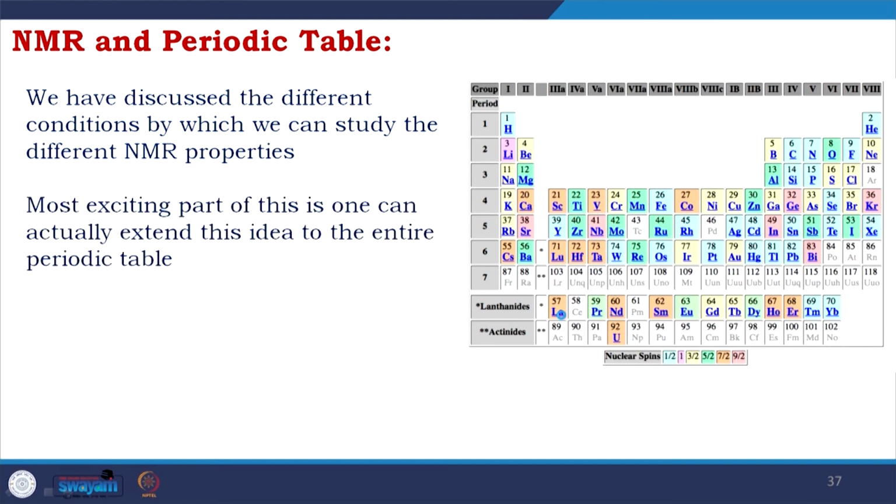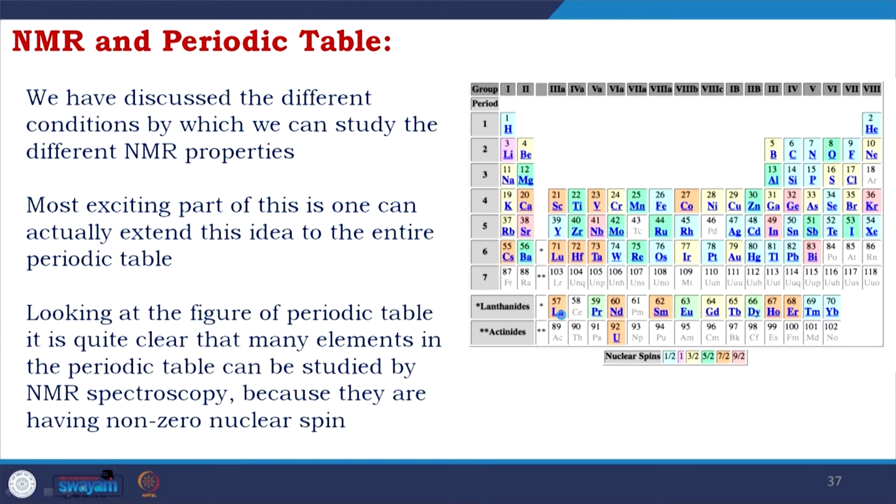The most exciting part of this is that one can actually extend this idea to the entire periodic table. Now, if you look at this figure of the periodic table, it is quite clear that many elements in the periodic table can be studied by NMR spectroscopy, because they have non-zero nuclear spin. You see the nuclear spins 1/2, 1, 3/2, 5/2, 7/2, 9/2, all have different color codes, which you could see here.